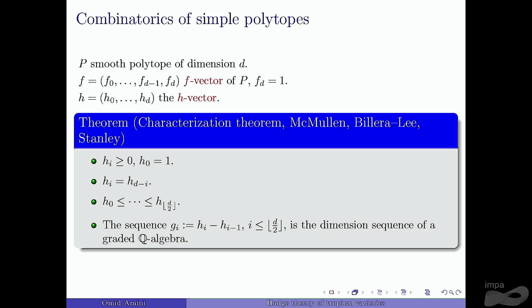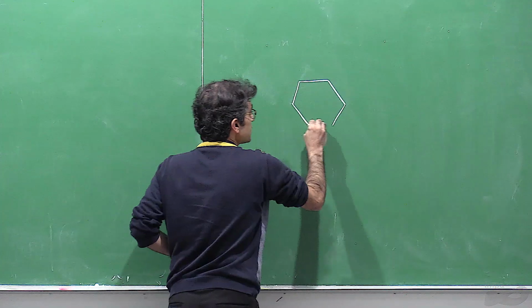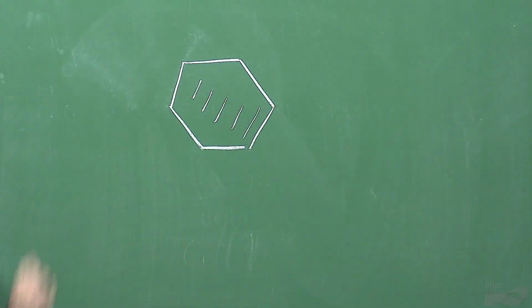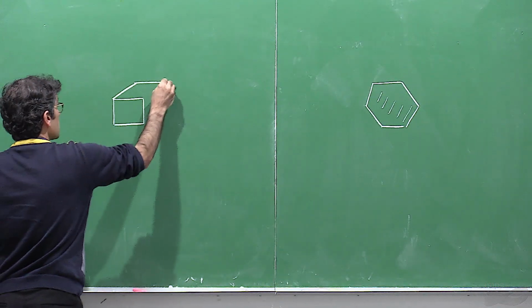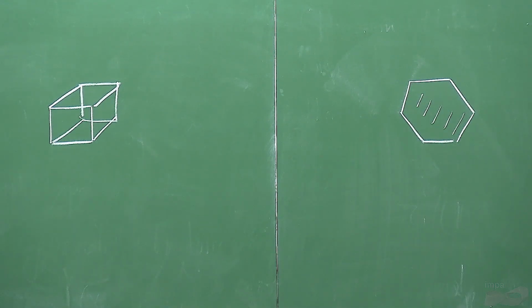Let me start with the classical result, which is in combinatorics related to the theory of polytopes. This is related somehow to toric geometry. So you take a smooth polytope, P, of dimension D. Suppose that this polytope lives in R^D, so it's a full dimensional polytope. For example, if you are in dimension 2, what you have is this picture. I consider also the interior. So this is the polytope of dimension 2, but you can also have a polytope of dimension 3, which is a cube. I consider also the interior of the cube.